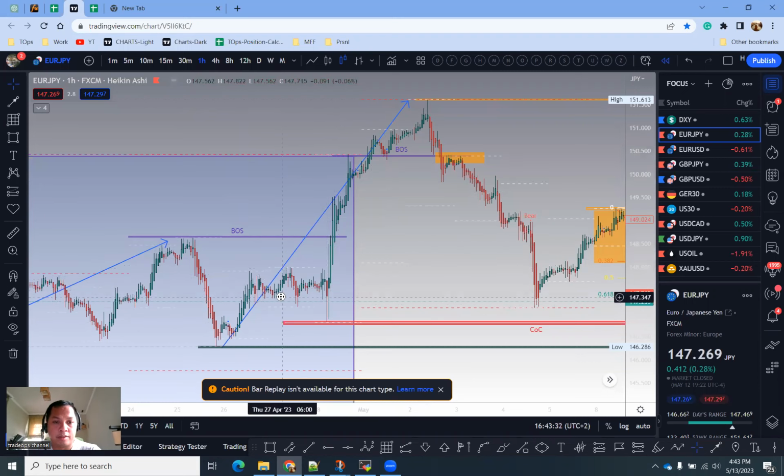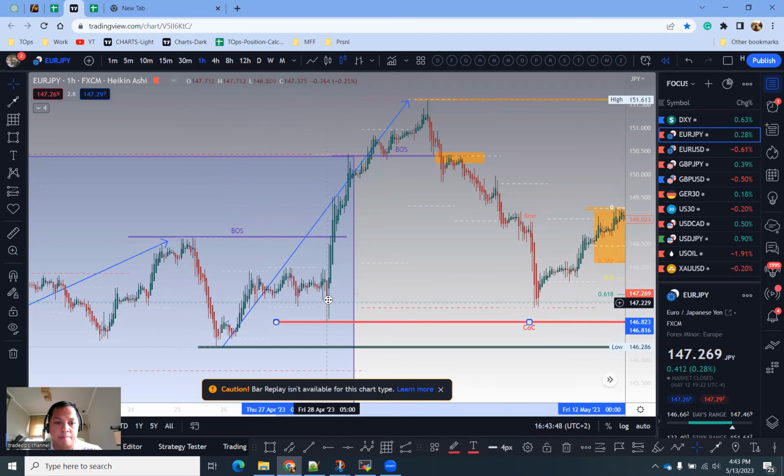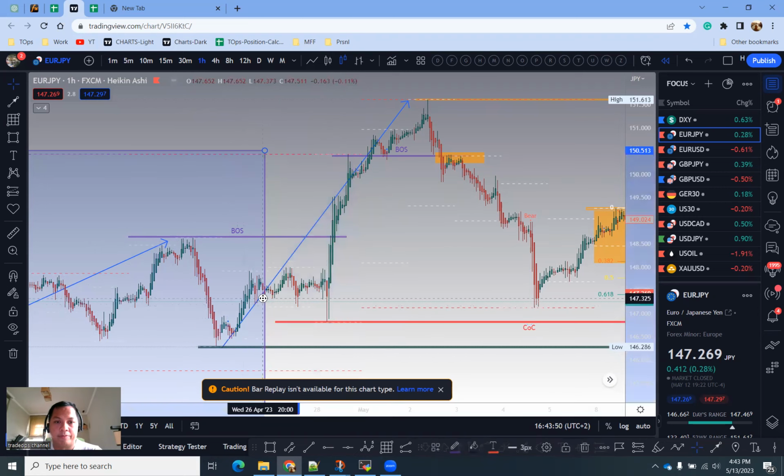Kasi ito, this one is also a candle, right? That's the origin of the move. Pero hindi yan yung nag-cause ng break of the structure. So dalawa yung important key levels ko dito. This one and this one. Okay?